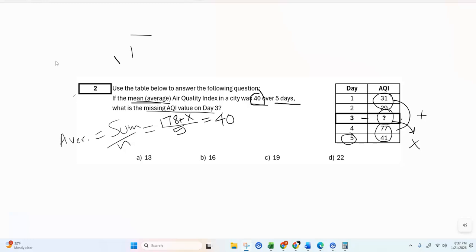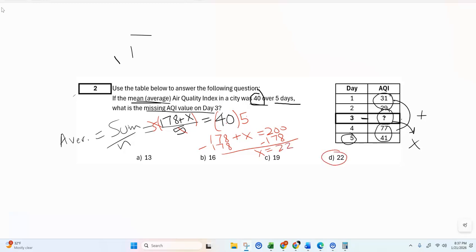You can do the algebra, and if you remember how to do the algebra, the first thing you would do, and I'm going to show you both ways, is you would multiply both sides by 5, right? This whole equation by 5, and then you'd have to do the same to the other side, right? So this would cancel, and you get 178 plus x equals 40 times 5, which is 200. And then you'd subtract 178 from both sides. And then you get x equals 200 minus 178 would be 22, okay?